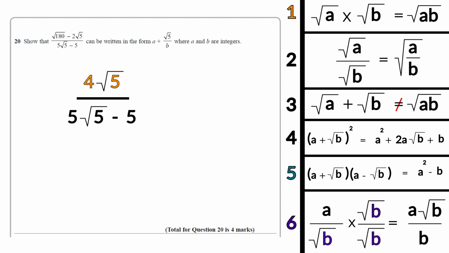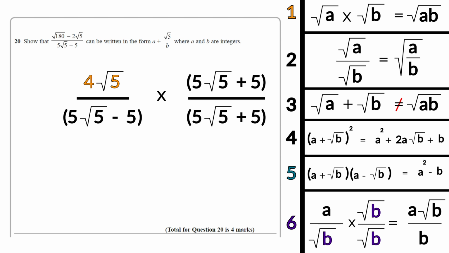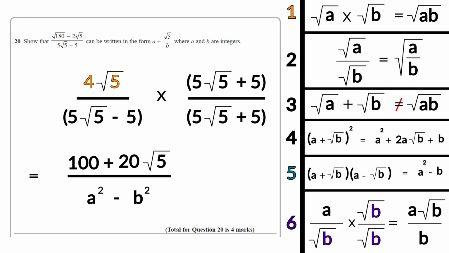So we can multiply the question by 5 multiplied by the square root of 5 plus 5 over 5 multiplied by the square root of 5 plus 5. The numerator becomes 100 plus 20 times the square root of 5. The denominator becomes a squared minus b squared.